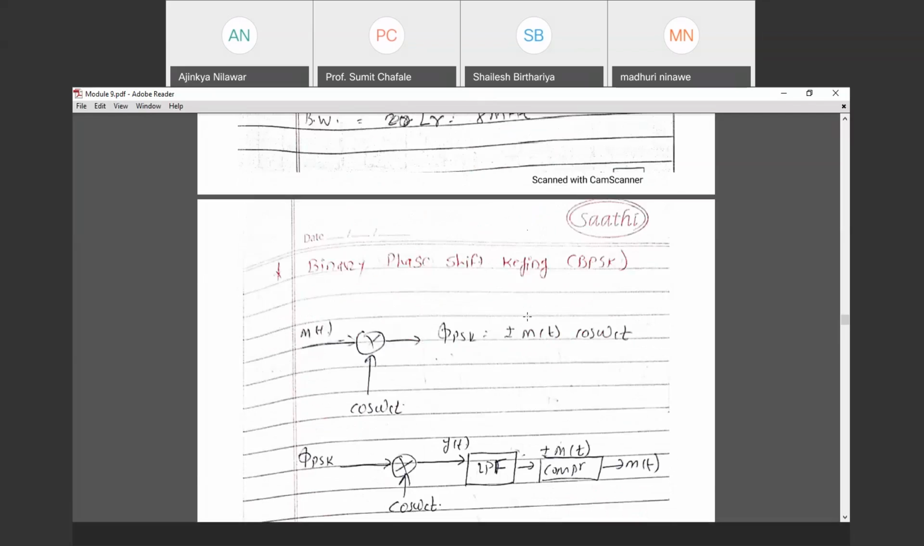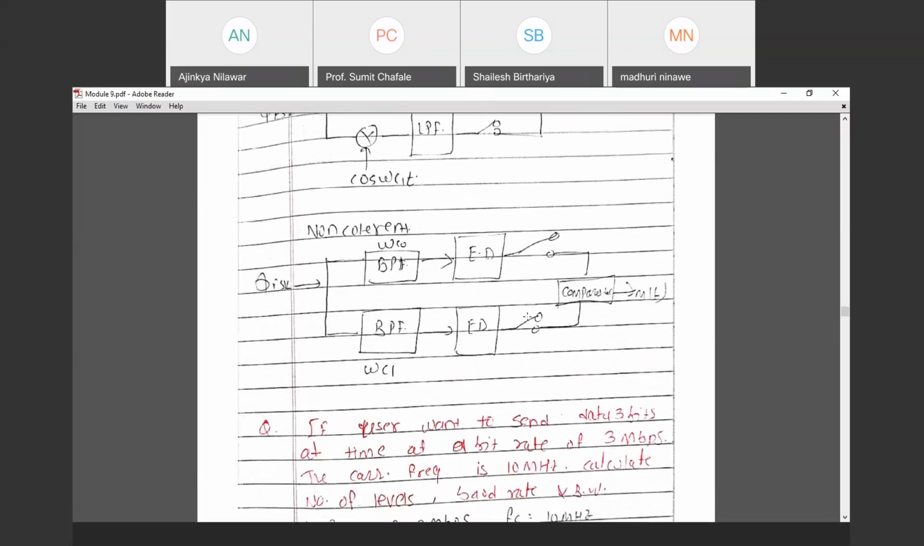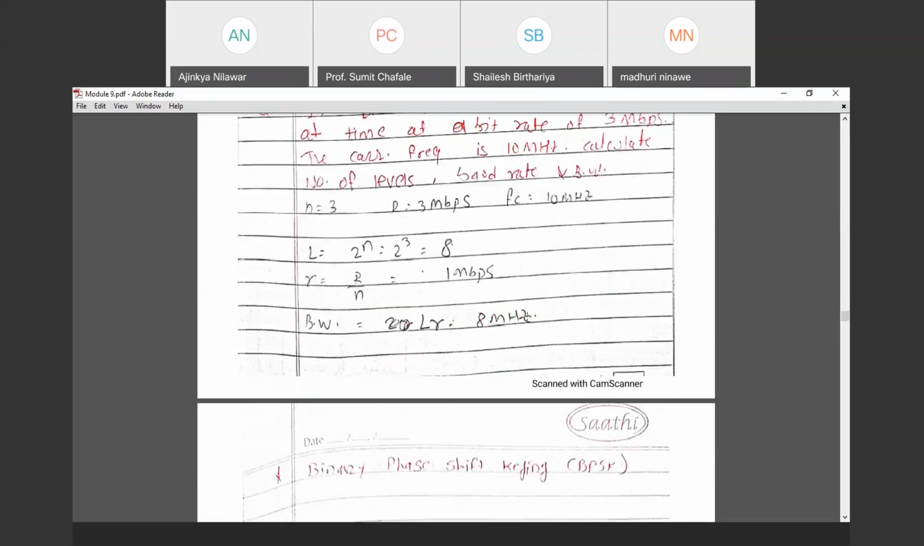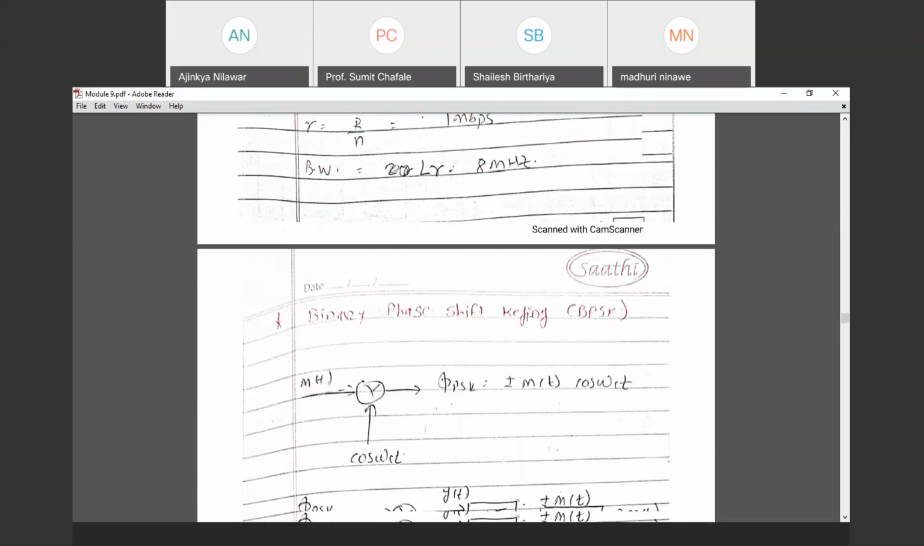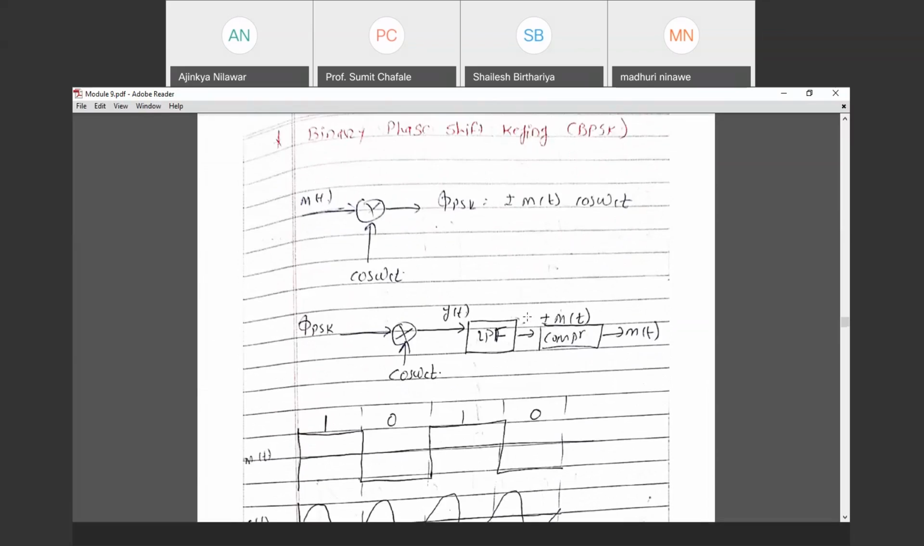Definitely there is a derivation. If you want to study that entire derivation for the bandwidth, you may use any of the books, but as far as GATE is concerned, you require only the formula for solving the numericals, right? Then the major concept of DPSK.